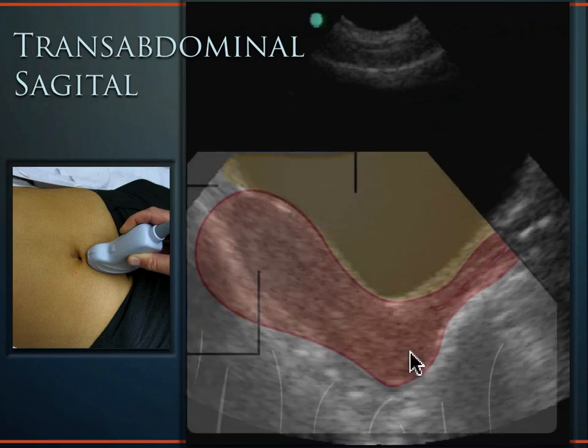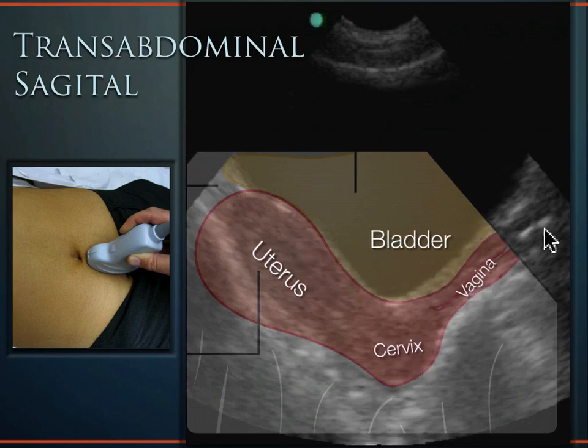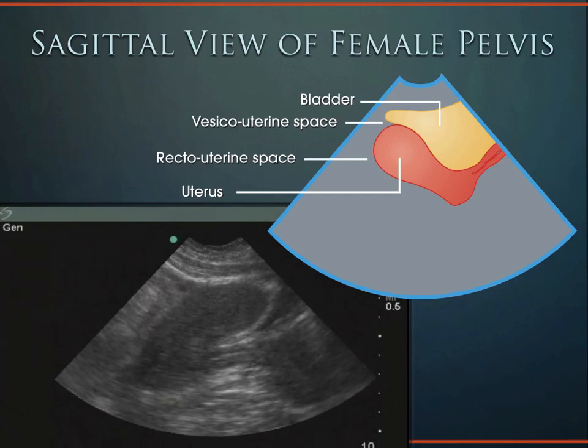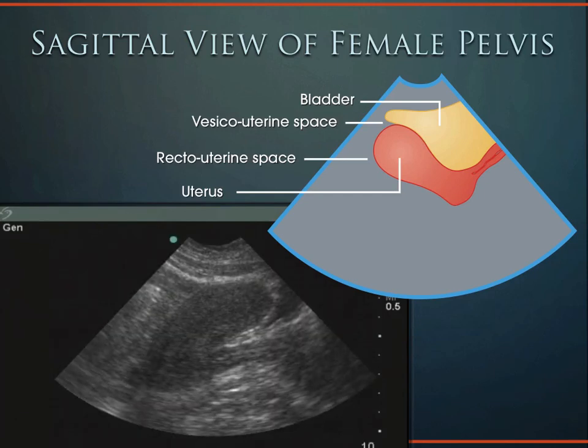This is what it looks like here with the schematic on there, and here's the labels. We can see the vaginal stripe comes in, it terminates at the cervix. Here's the anteverted uterus. This is the anterior cul-de-sac or vesico-uterine pouch. This is all the posterior cul-de-sac back here, pouch of Douglas, sometimes called a recto-uterine pouch. You can see all this in the transabdominal sagittal anatomy.